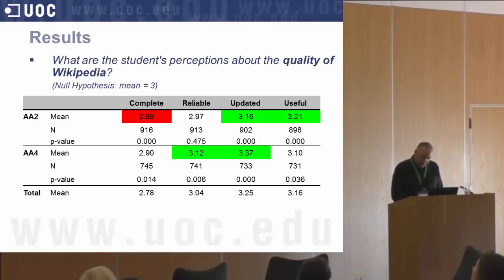What about the results? If we analyze the general perception of Wikipedia, we see that it's positive, because most of the values are greater than 3, which is the middle value in the answers. So we can consider that they have a good perception, and the most valued item was updated in this case.